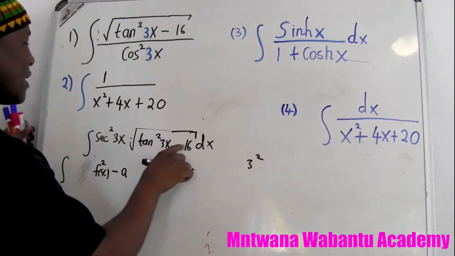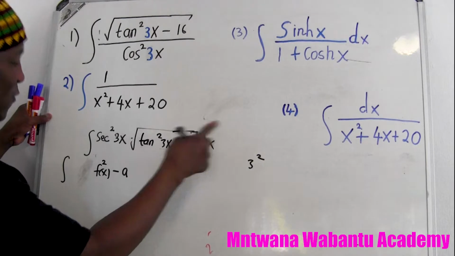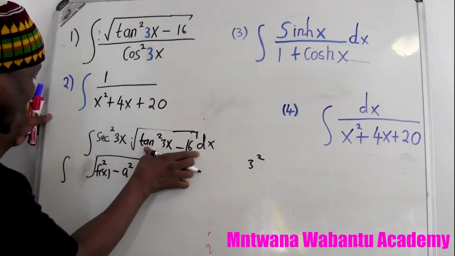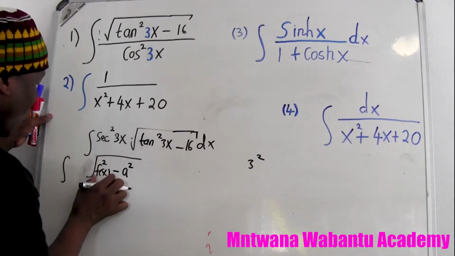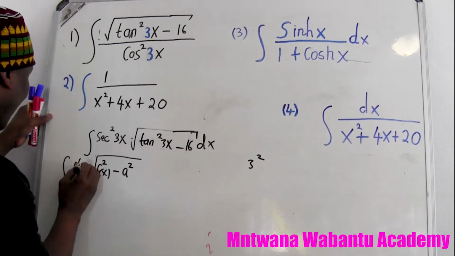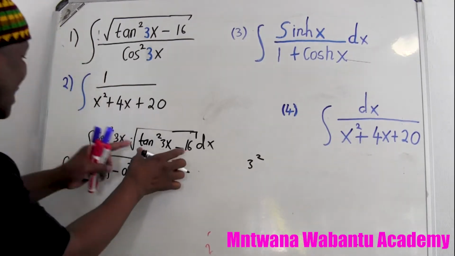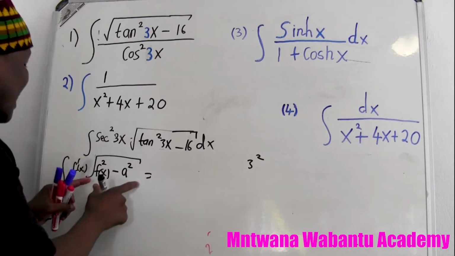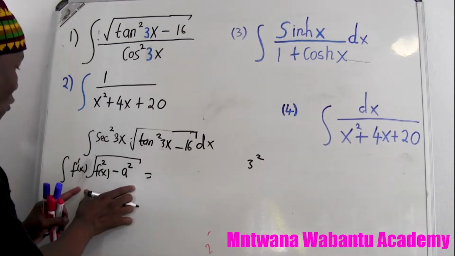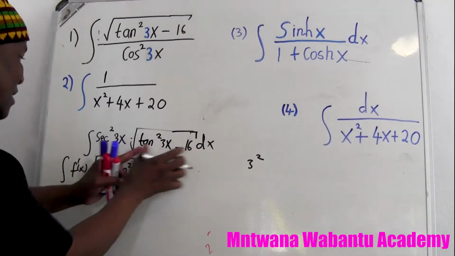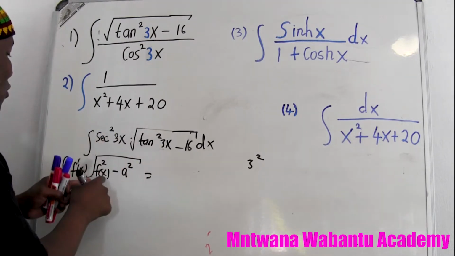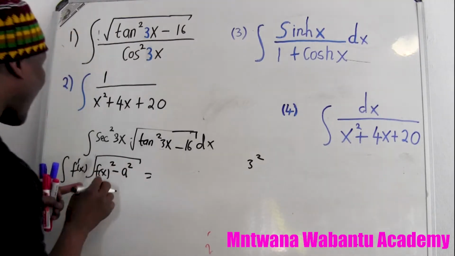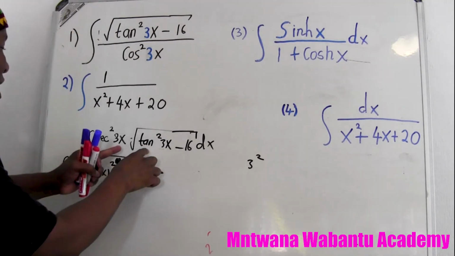So 16 means 4 squared, so we can say a squared equals 4 squared. When you differentiate f of x, it gives you f prime of x. If I differentiate tan of whatever we have, it gives us sec squared. That's why this rule is similar to that: if I take f and differentiate, I get f prime.